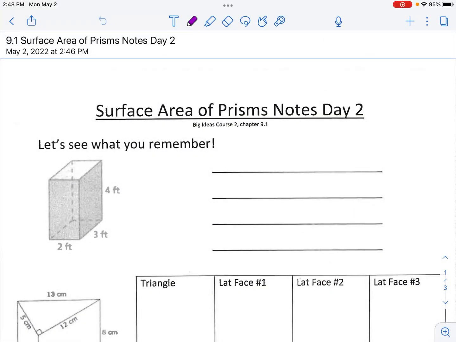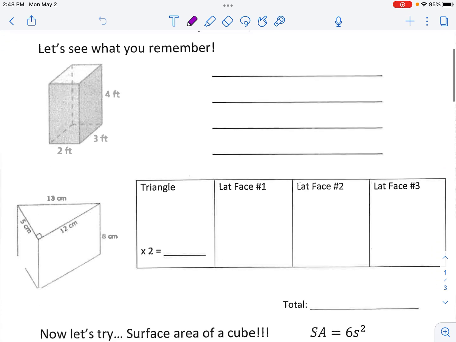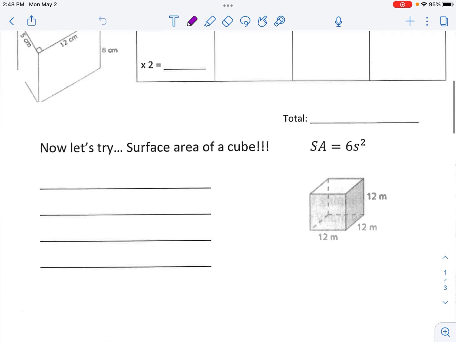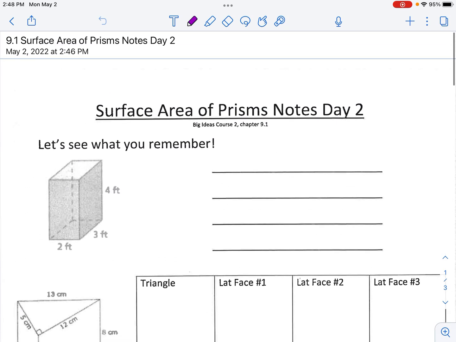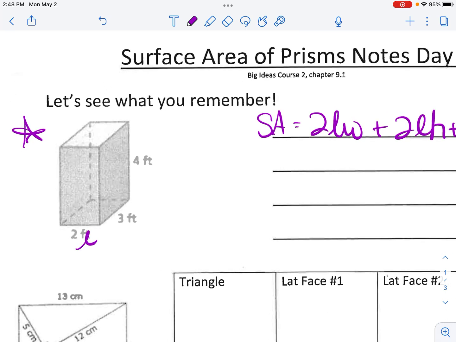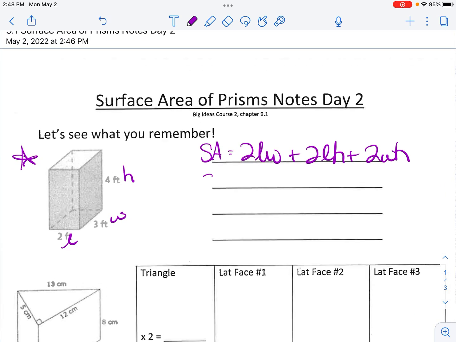Today we are going to review surface area of rectangular prisms and triangular prisms, and then add how to find the surface area of a cube. Okay, so as a reminder, when you see a rectangular prism, we can use the formula 2LW plus 2LH plus 2WH. I like to go through and label, this is my length, this is my width, this is my height, and then I know I'm always plugging in the correct dimension for each length, width, and height.